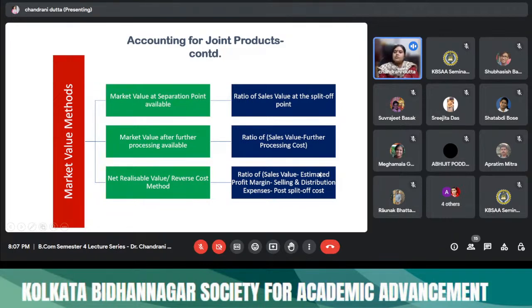Estimated profit margin will be there, and these two based on whichever are applicable. So sales value minus estimated profit margin minus selling and distribution cost minus post split-off cost. This is the net realizable value. We are going to calculate it for every joint product, and based on that ratio we are going to distribute the joint cost. So these three together are clubbed under market value methods. Is it clear, these three methods?